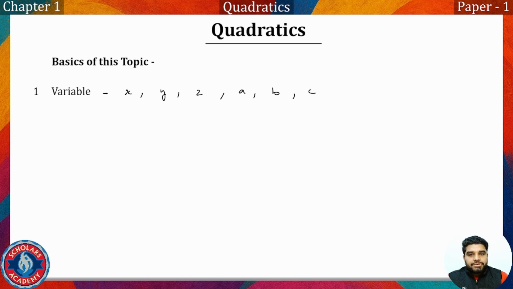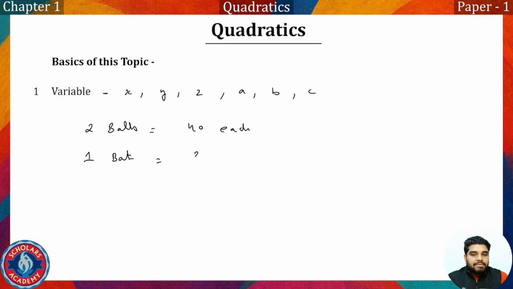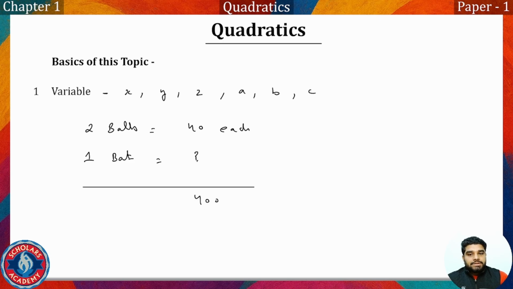a boy goes to a sports shop and he buys two balls for rupees 40 each, and he buys a bat, and he is not sure what the cost of the bat is. And at the end, the total bill was, let's say, 400 rupees. All right. So we are not sure what the value of the bat is, so we'll take this value as variable x.